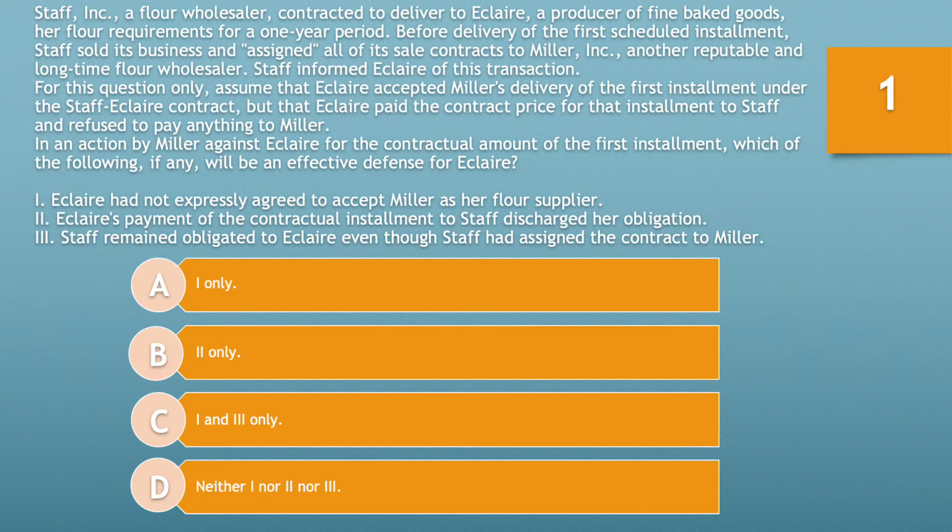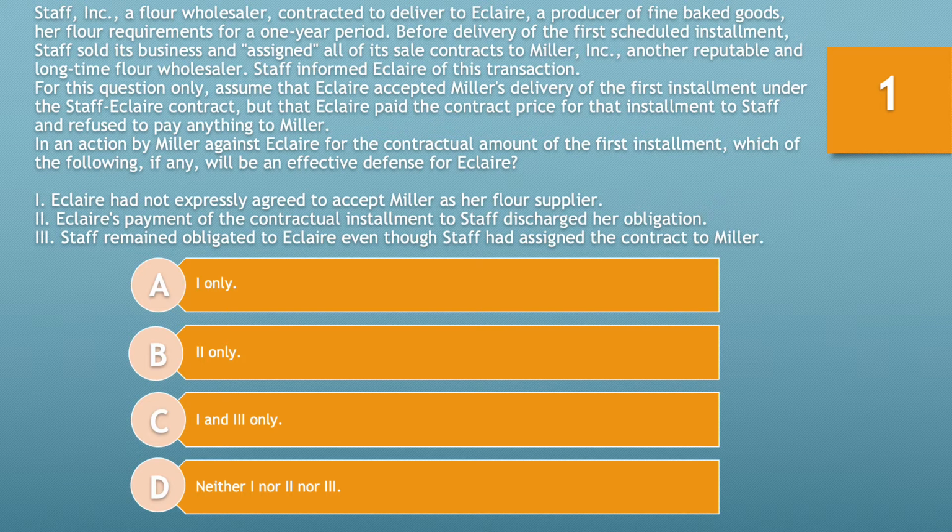For this question only, assume that Eclair accepted Miller's delivery of the first installment under the Staff-Eclair contract, but that Eclair paid the contract price for that installment to Staff and refused to pay anything to Miller. In an action by Miller against Eclair for the contractual amount of the first installment, which of the following, if any, will be an effective defense for Eclair? 1. Eclair had not expressly agreed to accept Miller as her flour supplier. 2. Eclair's payment of the contractual installment to Staff discharged her obligation. Or 3. Staff remained obligated to Eclair even though Staff had assigned the contract to Miller.